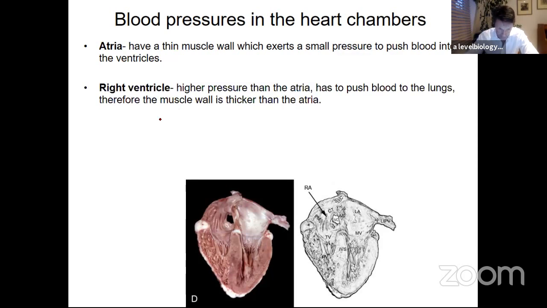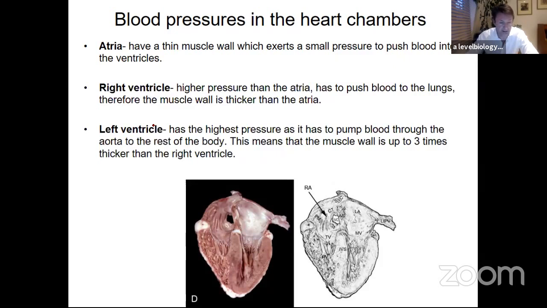The right ventricle has to push the blood around the lungs, so it's thicker than the atria. The left ventricle has got to achieve the highest pressure, because it's got to pump the blood into the aorta, and the pressure in the aorta is much higher than in the pulmonary artery. So the thickness of the muscle needs to be up to 3 times thicker than the right-hand side, because the systemic circulatory system is at a much higher pressure than the pulmonary circulatory system.